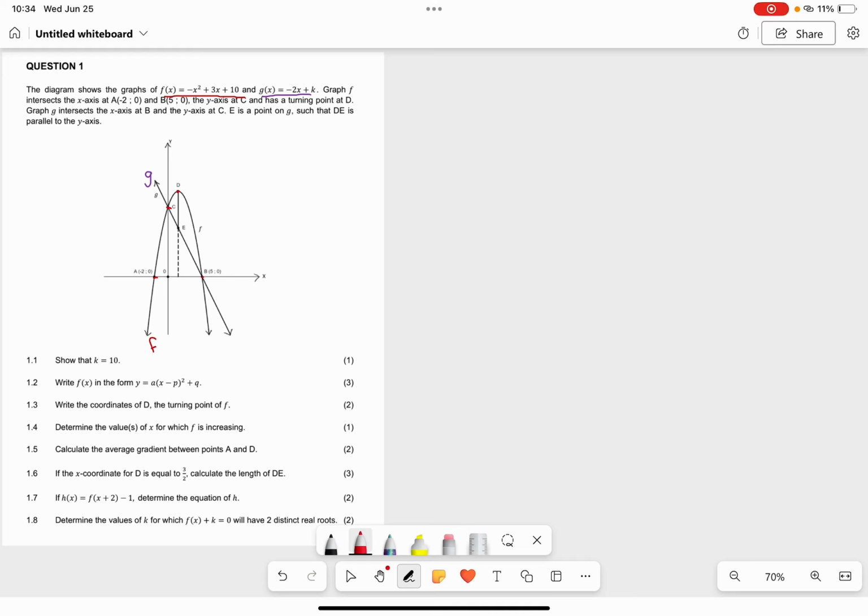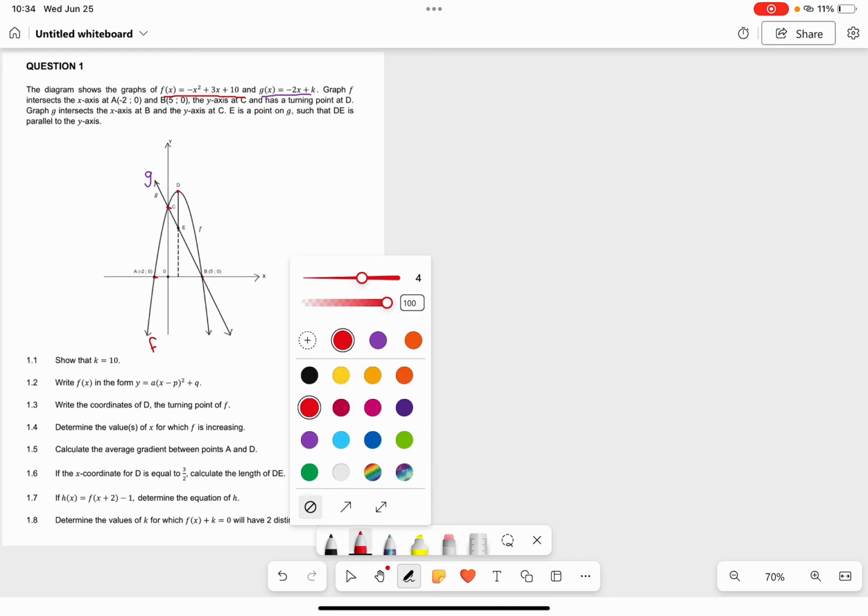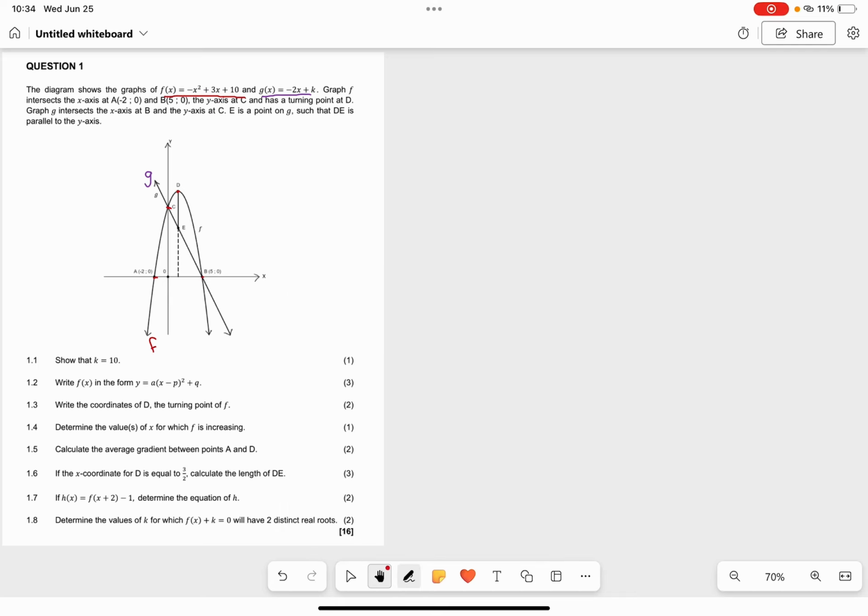And then the graph of g intersects the x-axis at B, which is the same as the B value for f. In other words, this represents a point of intersection as well as an x-intercept, so it represents two things. That means there are two ways that we can calculate it. And then the y-axis at C as well, so we have two points of intersection, and C is also a y-intercept. Then E is a point on g such that DE is parallel to the y-axis.